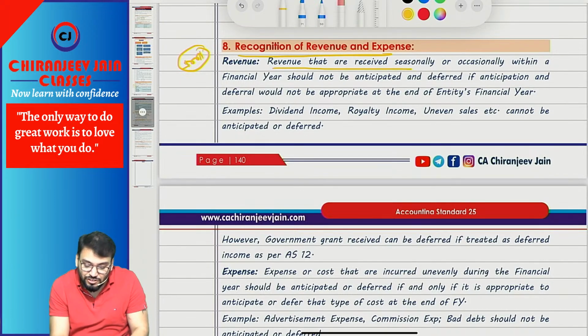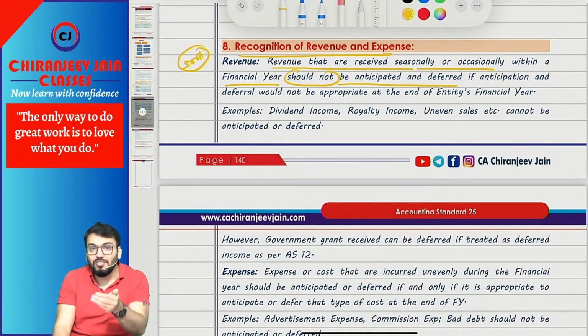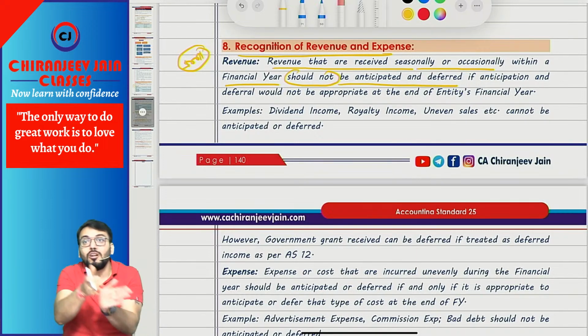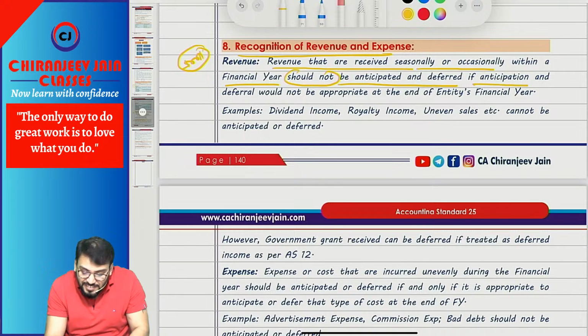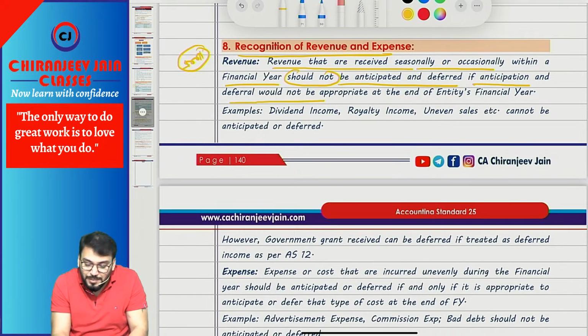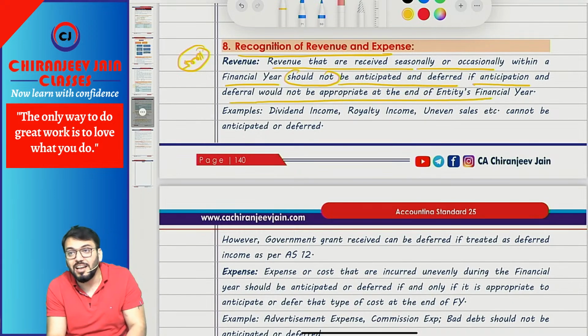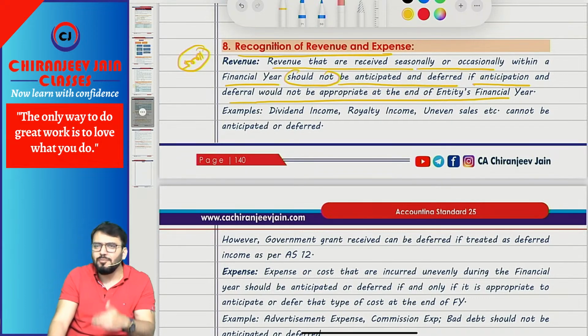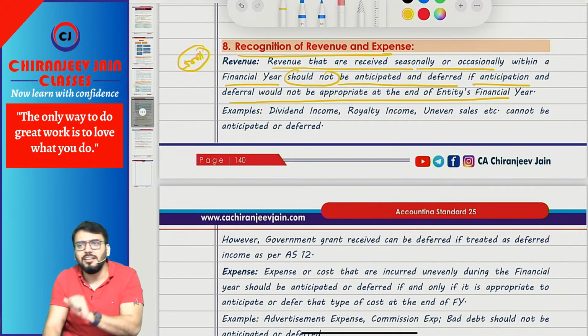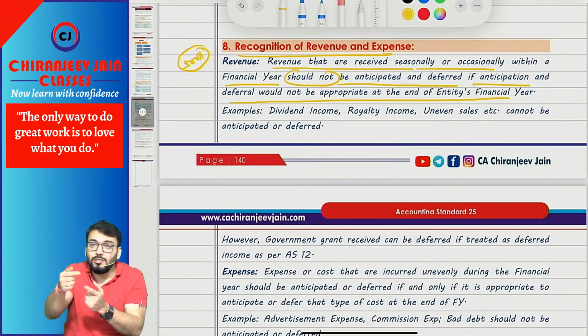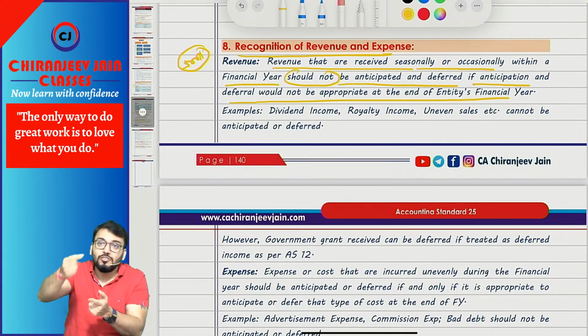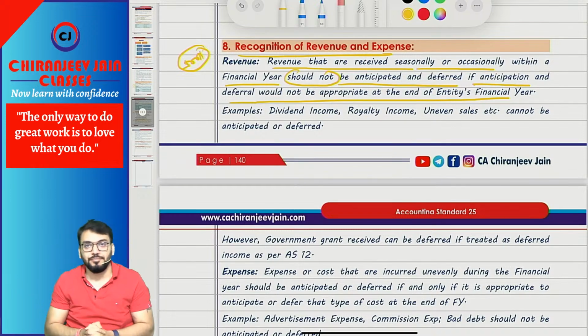Revenue that is received seasonally or occasionally within a financial year should not be anticipated or deferred. It should be recognized only in the year in which it is earned, if anticipation and deferment would not be appropriate at the end of the entity's financial year. For example, can you defer or anticipate any dividend income? No. If you receive dividend income in the second quarter, it should be recognized in the second quarter only.